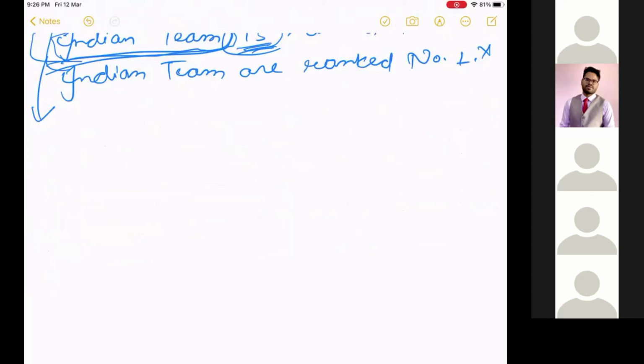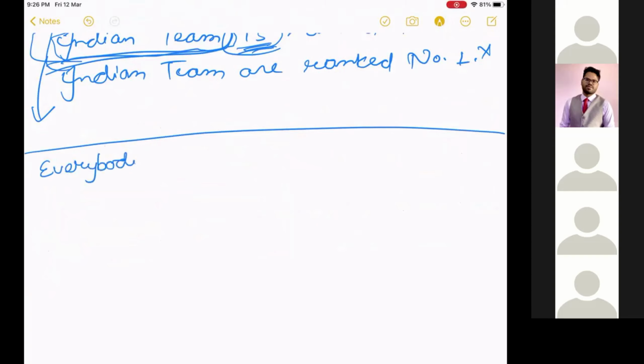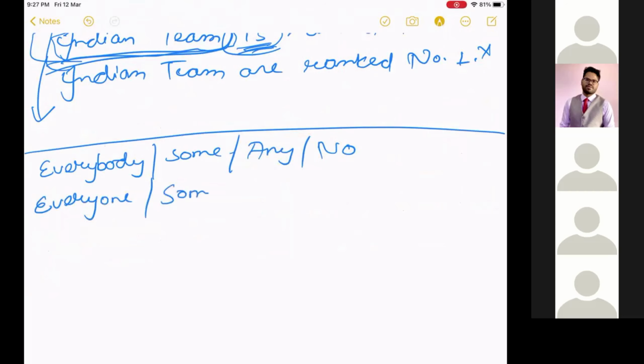Moving next, we have so many words, like everybody. Consider buddy written after that: everybody, somebody, anybody. In the same manner, everyone, someone, anyone, no one. So if we are using everyone, someone, anyone, no one, what type of rules will apply to this? Will the singular rules apply, or will the plural rules apply? Singular.